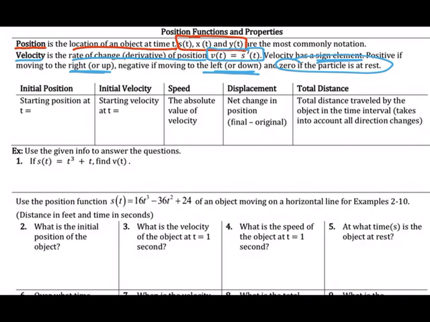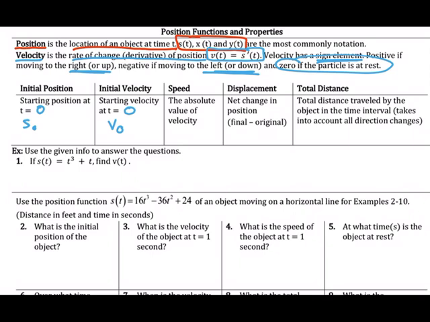A couple of other notation things. We would talk about the starting position, which would be at time equals 0, and that's often abbreviated or indicated using s sub 0, which reads s naught. Similarly, the starting velocity, which would be at t equals 0, would be v naught or v sub 0.